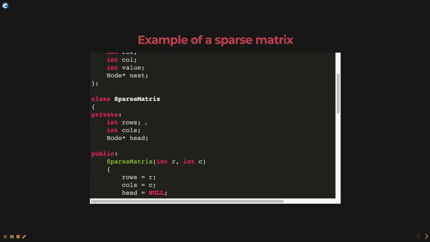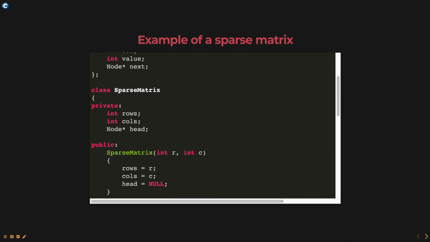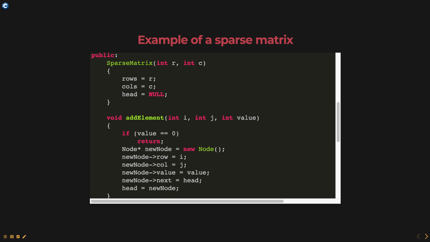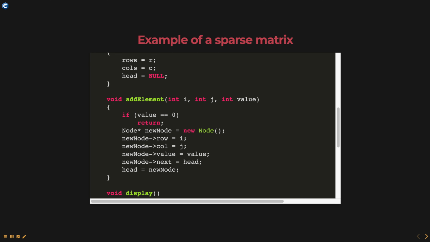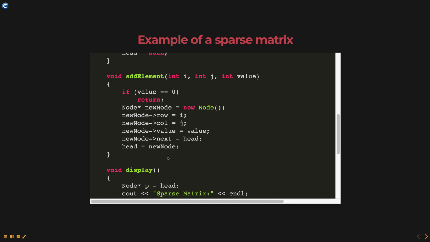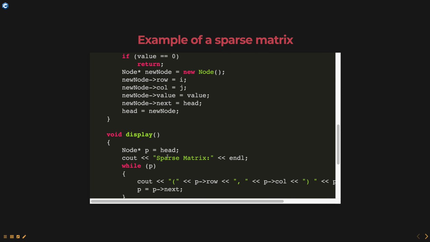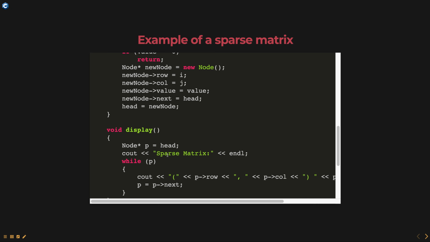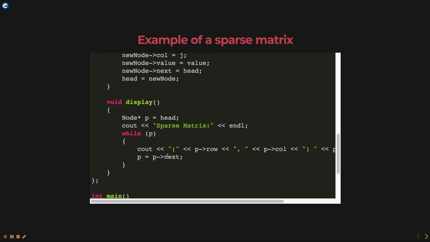The add element method is used to add a non-zero element to the matrix. And the display method is used to display the contents of the matrix. The linked list is implemented using a pointer to the head of the list, which is updated whenever a new element is added.